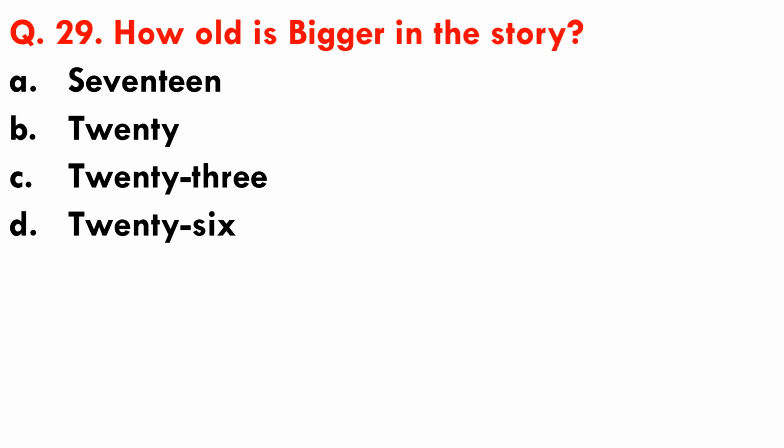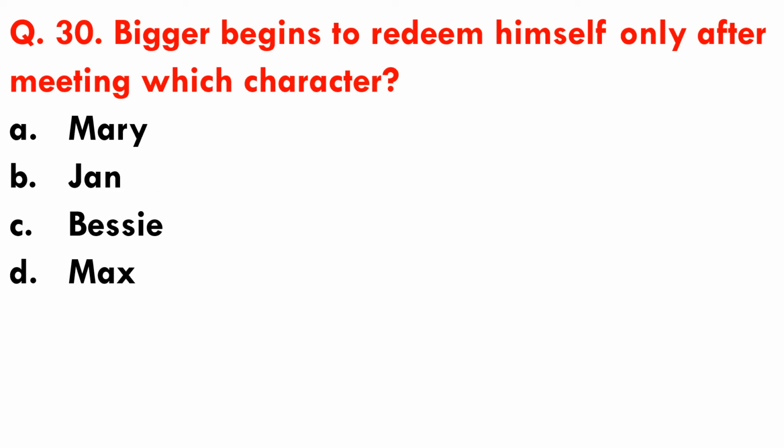Question number 29. How old is Bigger in the story? Options are A, 17, B, 20, C, 23, D, 26. So Bigger is 20 years old in the story. Option B is the correct answer.